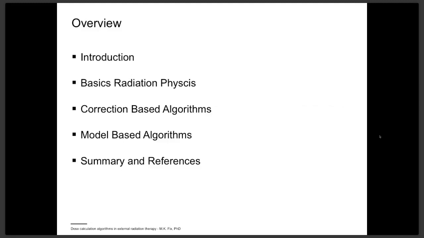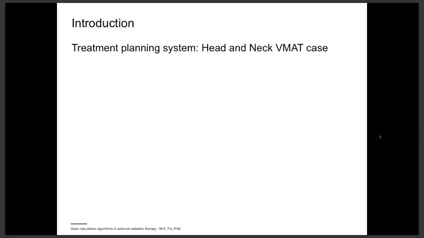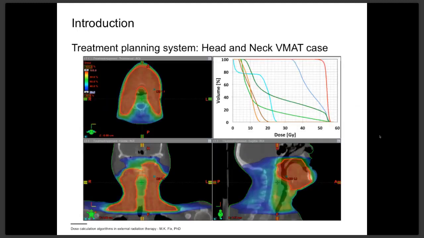So I will start with the introduction, from a very general point of view, with a treatment planning system for a head and neck VMAT case. What do we expect from a treatment planning system? Of course, we would expect some treatment field properties, that it calculates the dose distribution in gray and provides us with evaluation tools, isodose levels, color wash, DVH, etc., looking something like this.